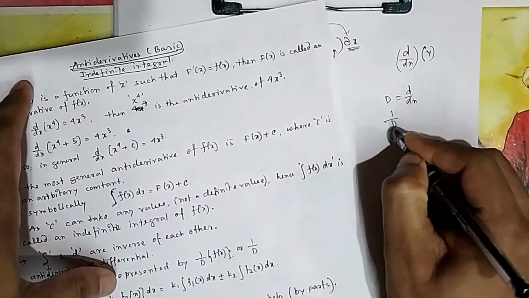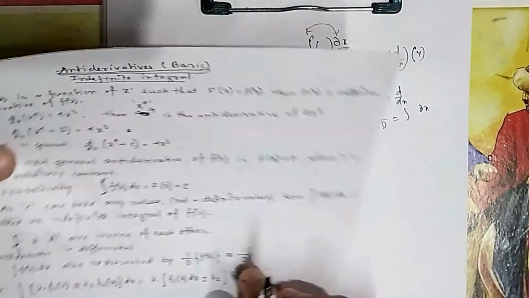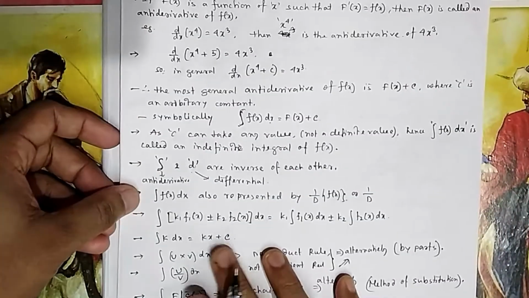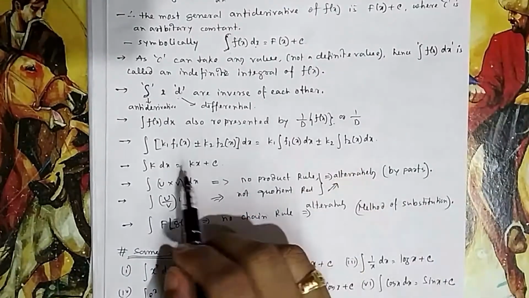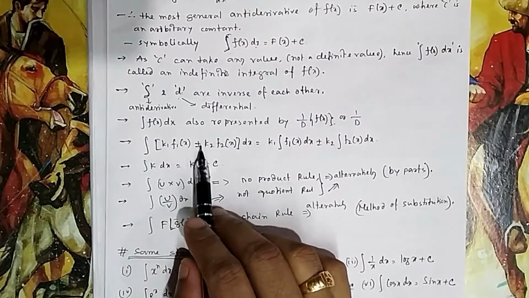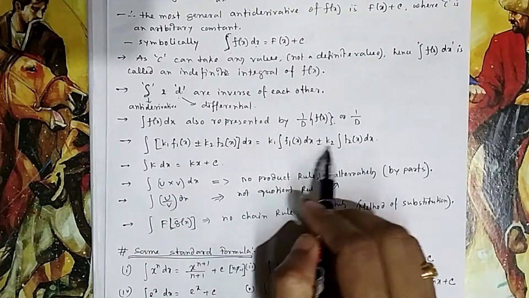So 1 by d represents integration dx, because this is the inverse operation. So sometimes it is also written 1 by d also. Now some of the similarities between differentiation and integration. So this one you have seen, if it is plus minus, then in differentiation you can separate it out, and integration also you can separate out.